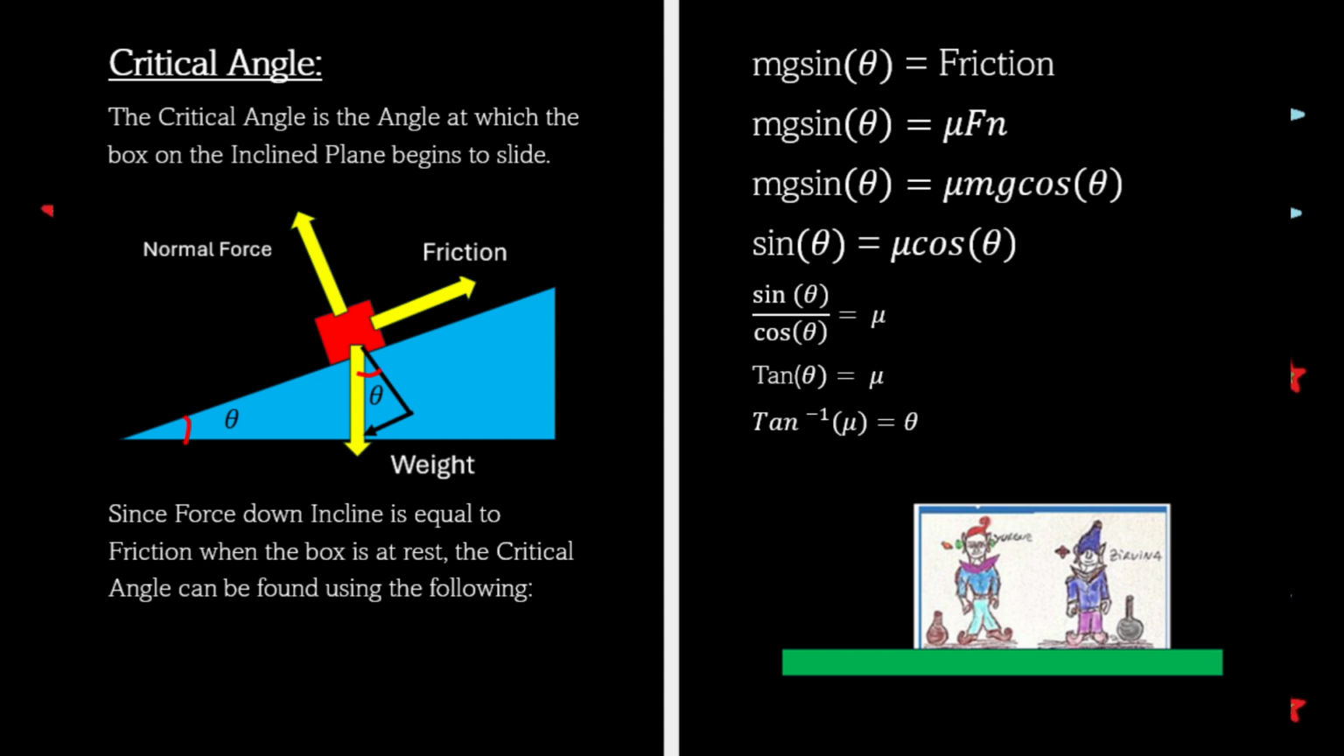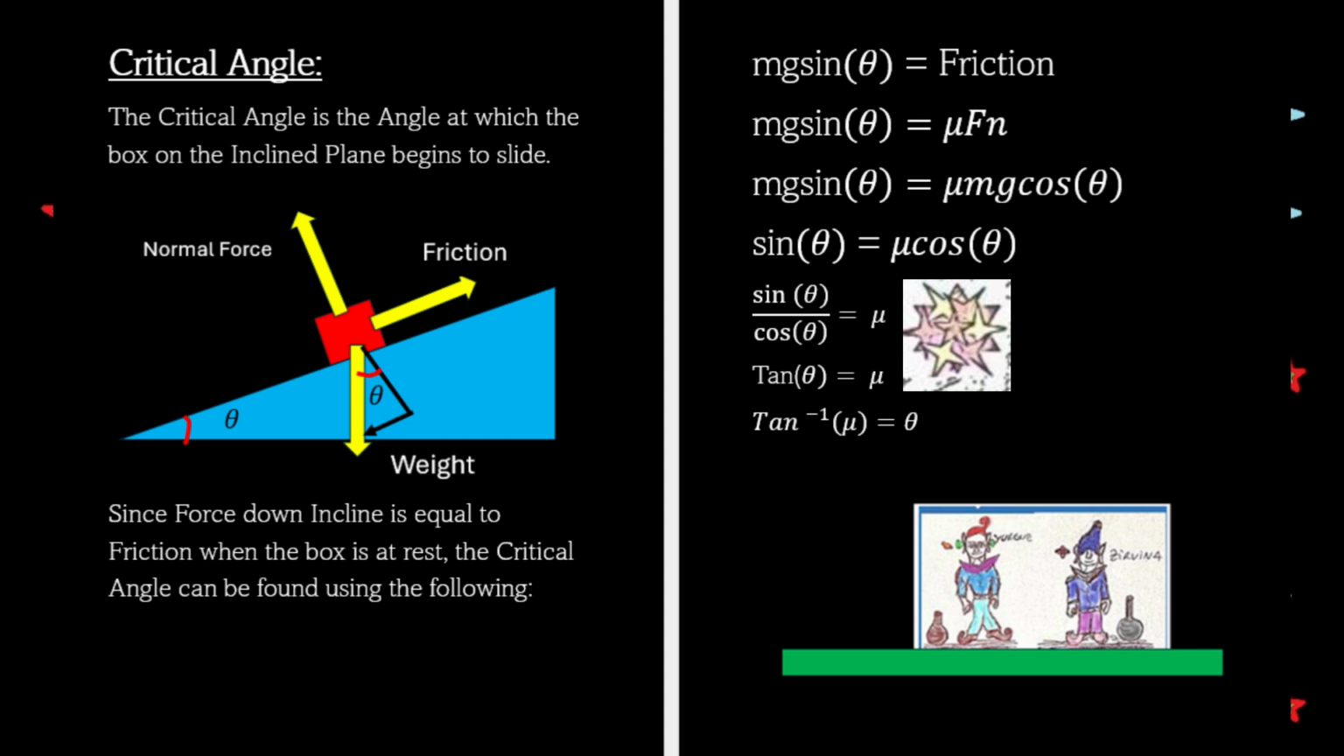We know mg sine theta is equal to friction. Mg sine theta equals the coefficient times the normal force. Mg sine theta is equal to mu times the normal force, which is mg cosine theta. Mu is the coefficient of friction, the ratio of friction over normal force, and it depends on which two surfaces are rubbing against each other, in this case the box and the surface of the inclined plane. So sine theta equals mu cosine theta. Sine theta over cosine theta gives you mu. Tangent of theta equals mu because sine over cosine is tangent, and inverse tangent of mu equals theta.